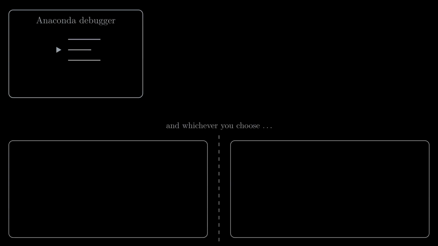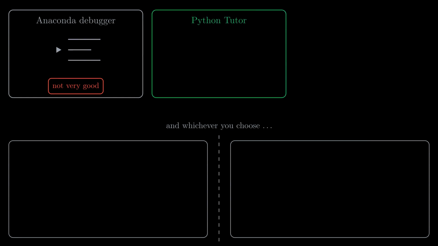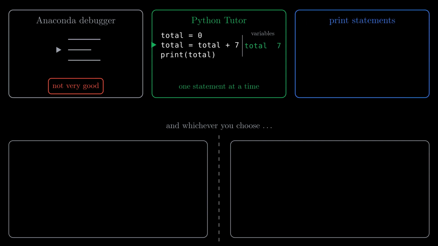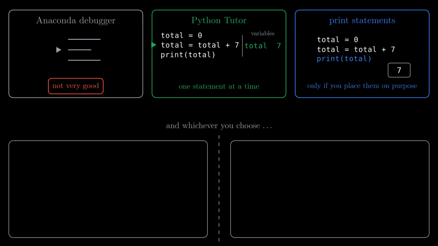The debugger built into Anaconda exists, and it is not very good. Python Tutor is genuinely good, especially on small programs because it walks you forward one statement at a time and shows the value of every variable as the code runs. Print statements are also good with a caveat. You have to know where to put them, and you have to read them deliberately. If print statements are not yet second nature, Python Tutor will serve you better.